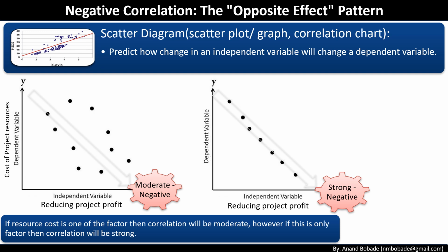But if resource cost is the only factor influencing the profit, the data points would be much tighter, showing a strong negative correlation. Thank you all for your attention, and I hope you understand the concept and use of scatter diagram in quality management.